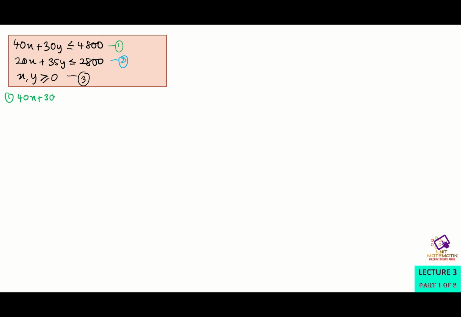We have 40x plus 30y less than or equals to 4,800. Okay. The steps are, we need to ensure that your y is on left hand side and it is positive. So here we don't have to rewrite your inequalities. And then your line will be solid line. Okay. And then the region that you will get for the first inequality is lower region. Okay. Because of the notation less than or equal, I will write it as below. Okay, B for below.